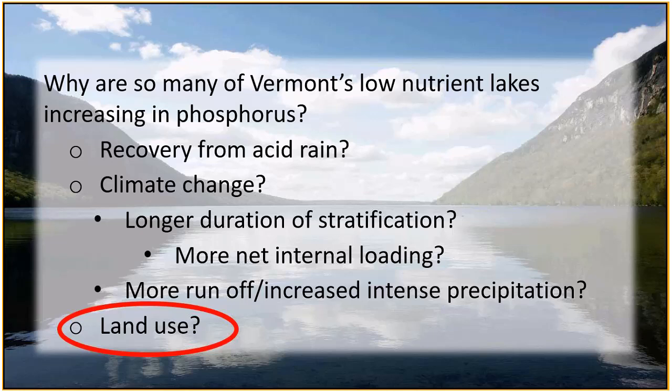Another possibility is that we could be seeing more runoff due to increases in the intensity of precipitation related to climate change, and these hypotheses are not mutually exclusive. And finally, we could be seeing the results of land use practices in the watersheds.